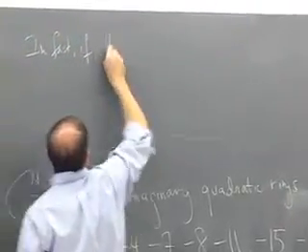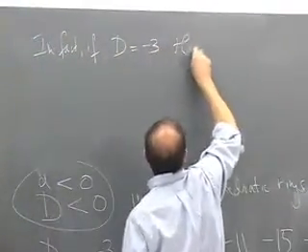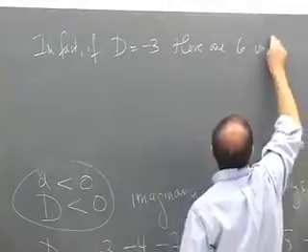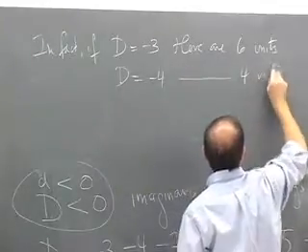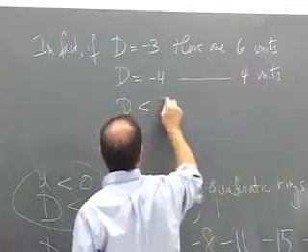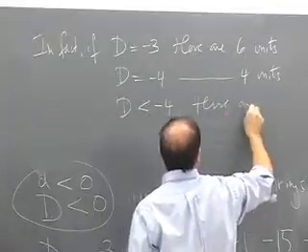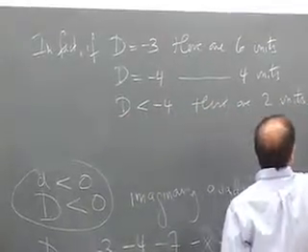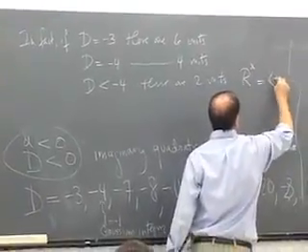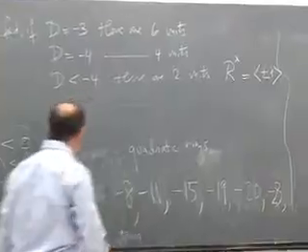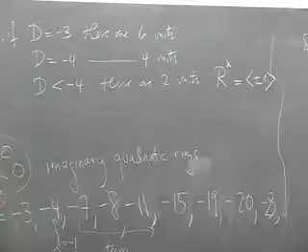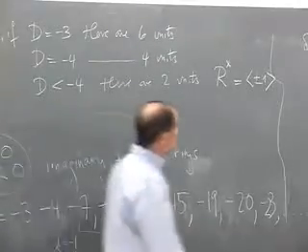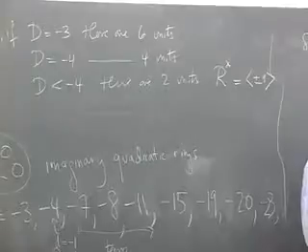In fact, if d is equal to minus 3, there are 6 units. If d is equal to minus 4, there are 4 units. And if d is less than minus 4, there are 2 units. In fact, in this case, the unit group is the same as the unit group of Z, just plus or minus 1. So for almost all these cases, except for the first 2, you don't get any new units in the ring that you didn't know about. Nothing is invertible except when a is equal to plus or minus 1 and b is equal to 0.